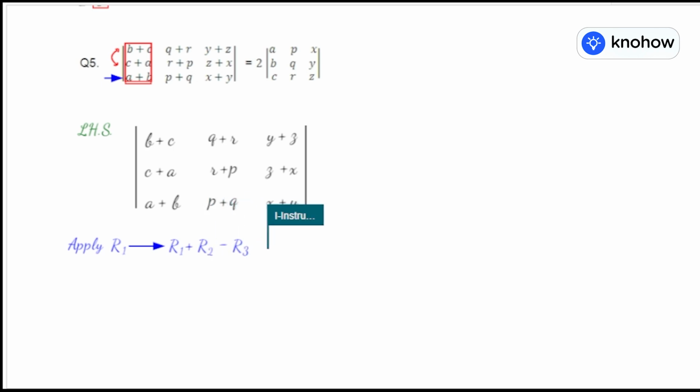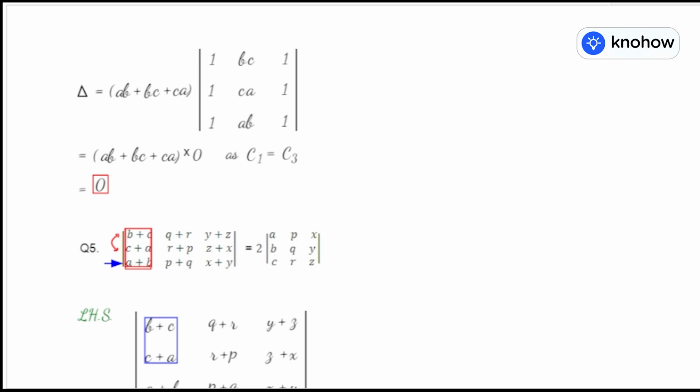When you add R1 and R2, what will happen here? You will get B plus C plus C plus A, so you will get A plus B plus 2C. And we are subtracting the elements of the third row, so minus A plus B. So what will happen? This A plus B will cancel and you will simply be left with 2C.